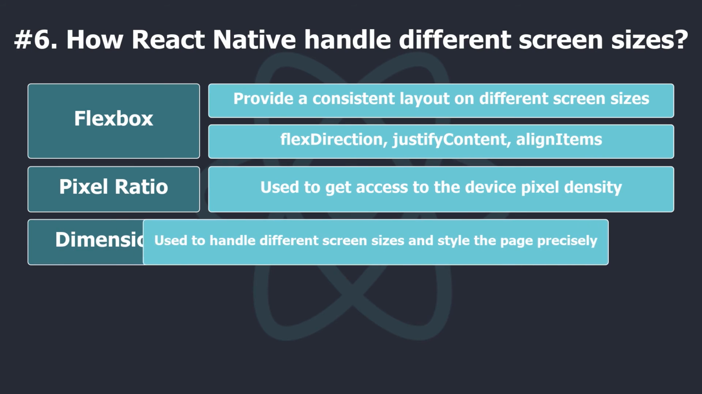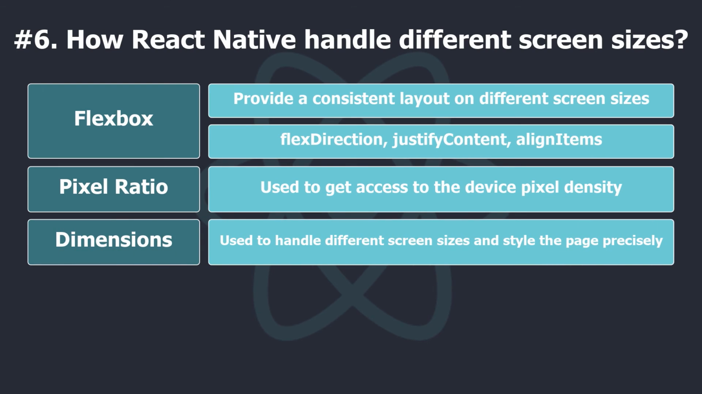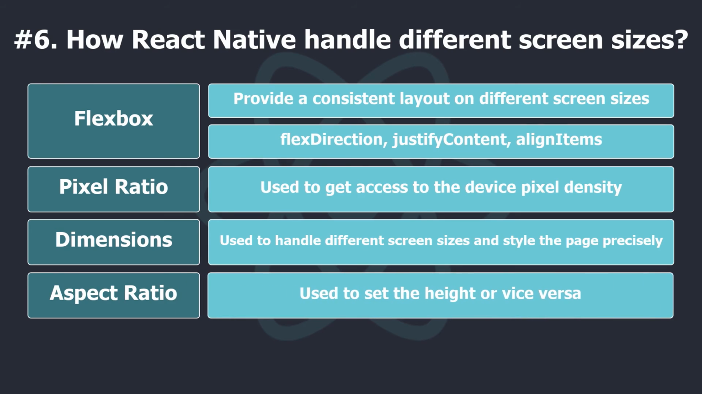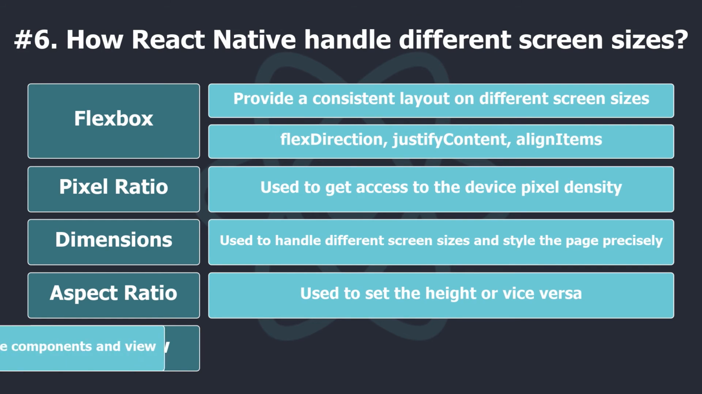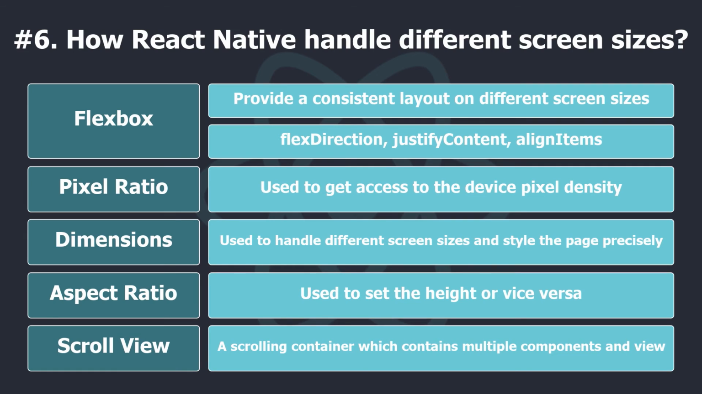Dimensions. It is used to handle different screen sizes and style the page precisely. We need to write the code only once for it to work on any device. Aspect ratio. It is used to set the height from the width or vice versa. The aspect ratio is present only in React Native, not a CSS standard. Scroll view. It is a scrolling container which contains multiple components and views. The scrollable items can be scrolled both vertically and horizontally.